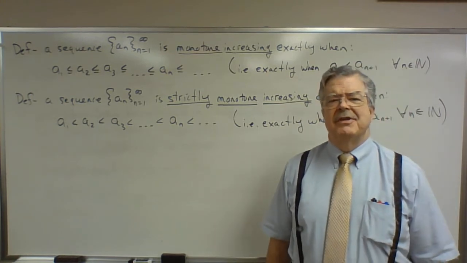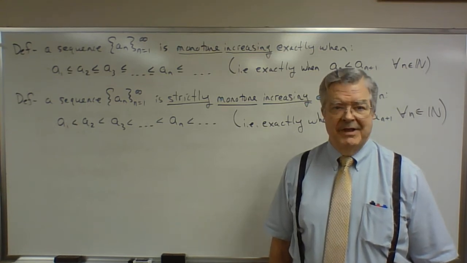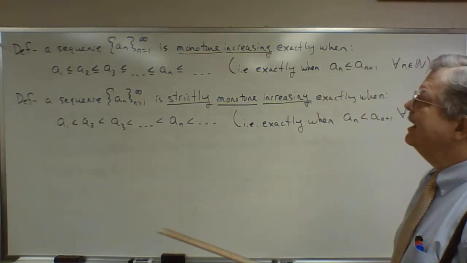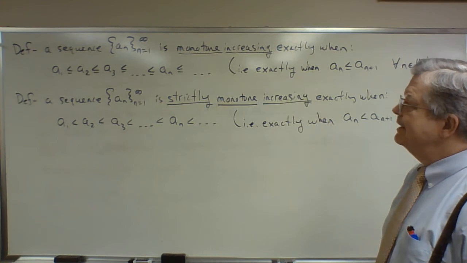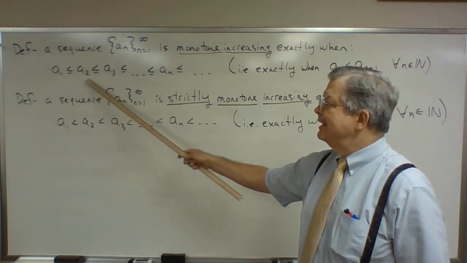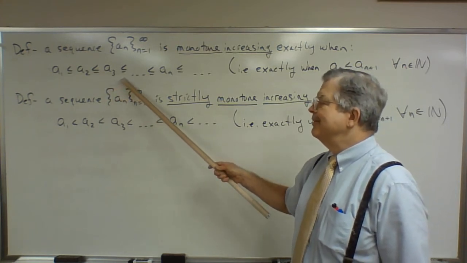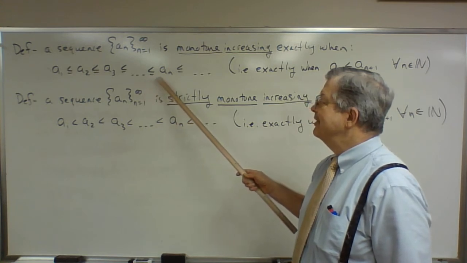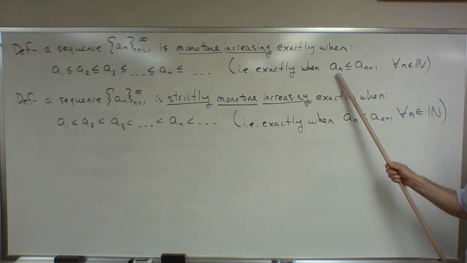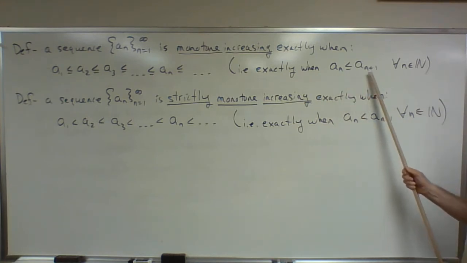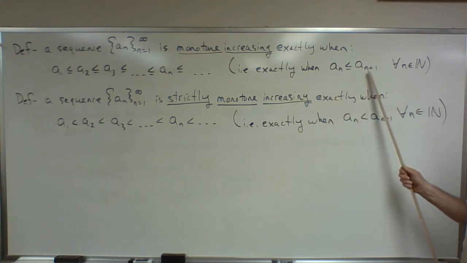Before we can do our next theorem, we need to look at some definitions and also some examples. So here we go. The sequence A sub n is monotone increasing exactly when A sub 1 is less than or equal to A sub 2, which is less than or equal to A sub 3, which is less than or equal to dot, dot, dot, less than or equal to A sub n, and so forth. In other words, when every term is less than or equal to the term that comes after it.